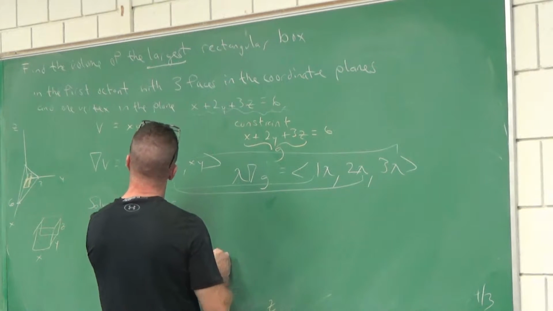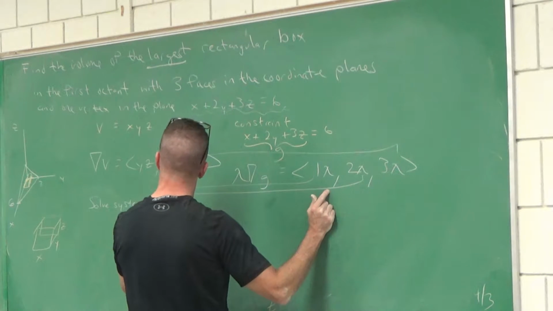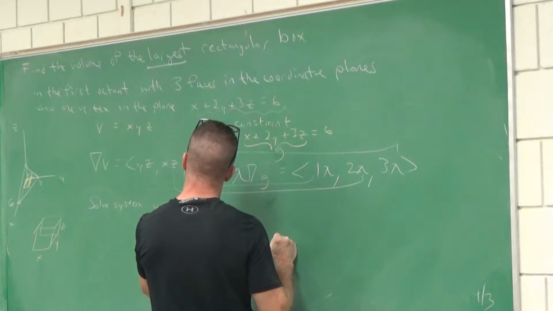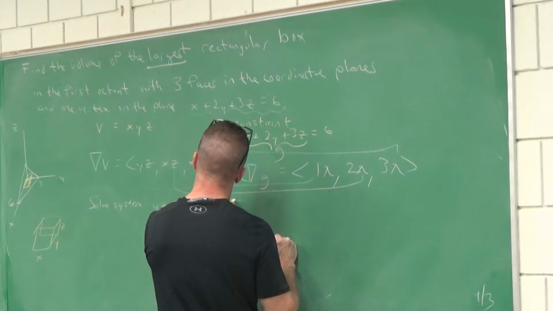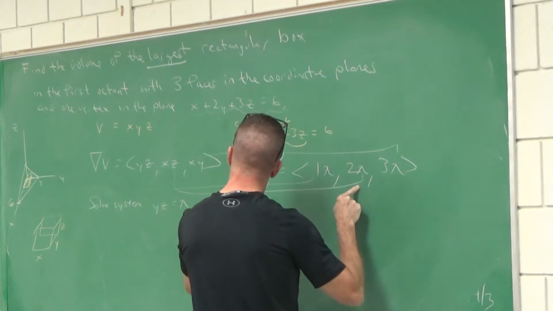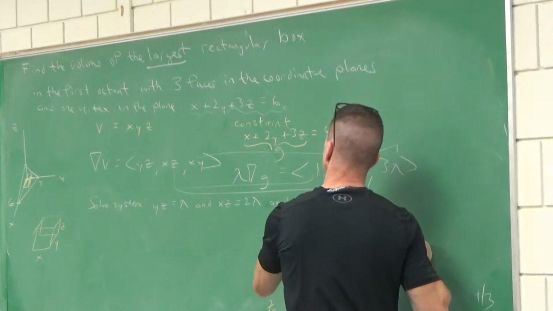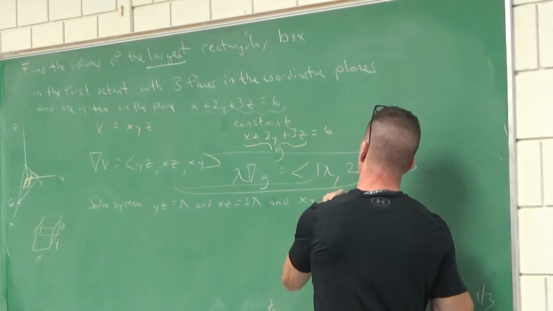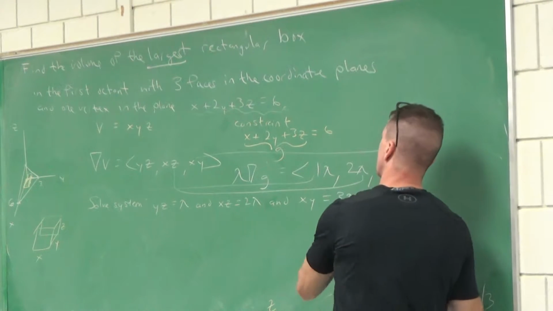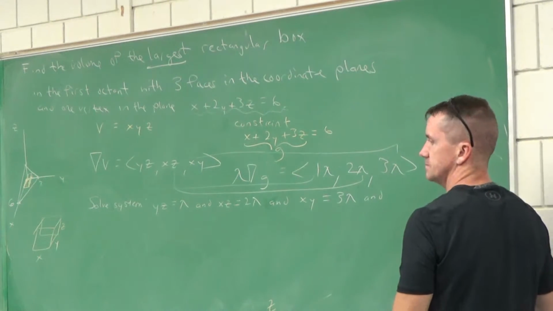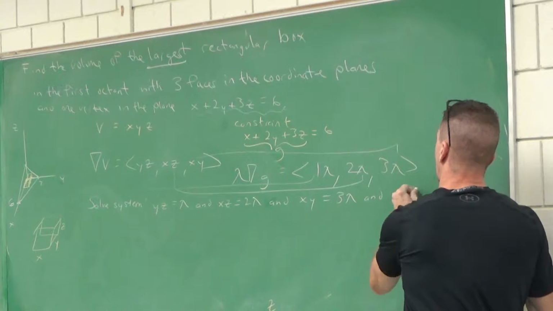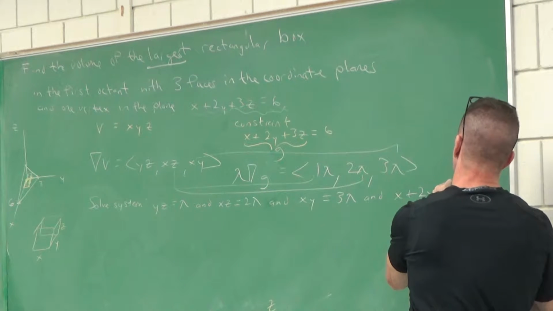YZ must equal lambda. And XZ must equal 2 lambda. And XY must equal 3 lambda. And x plus 2y plus 3z equals 6.